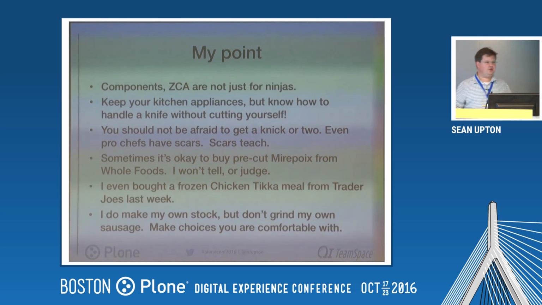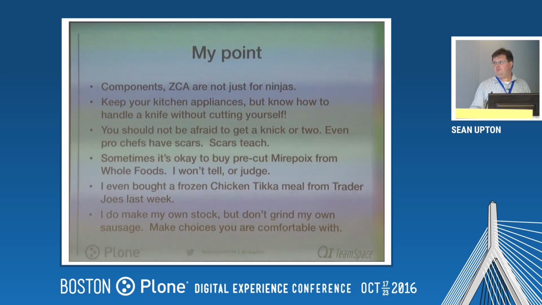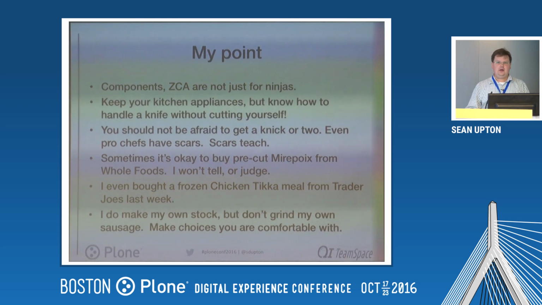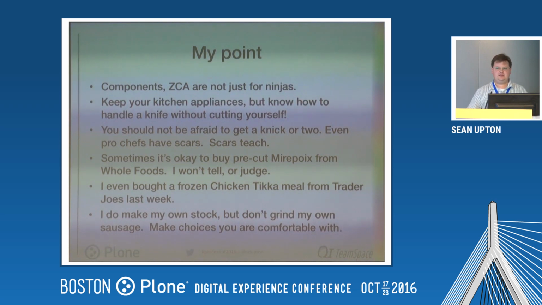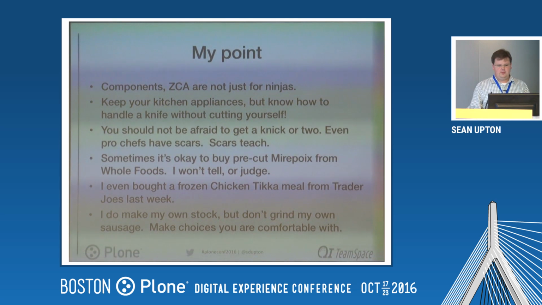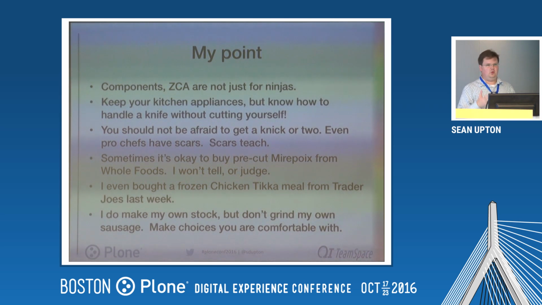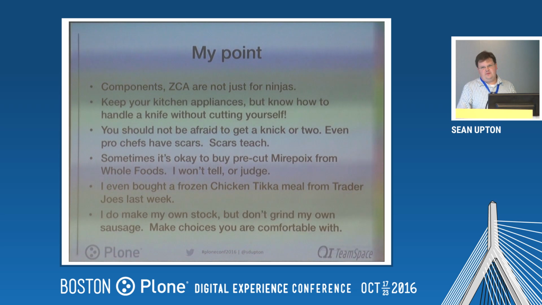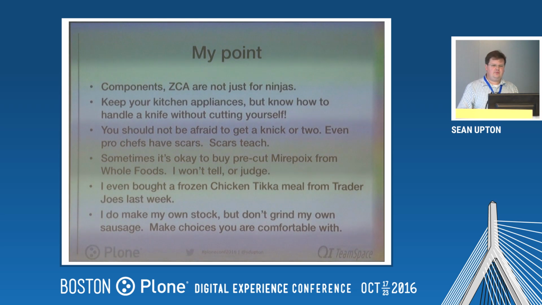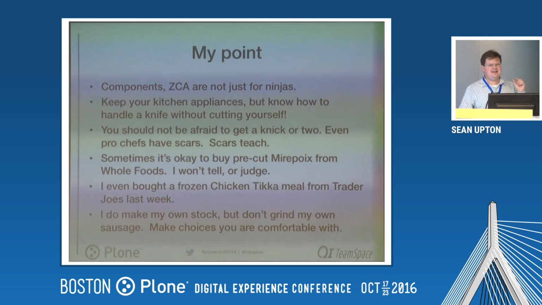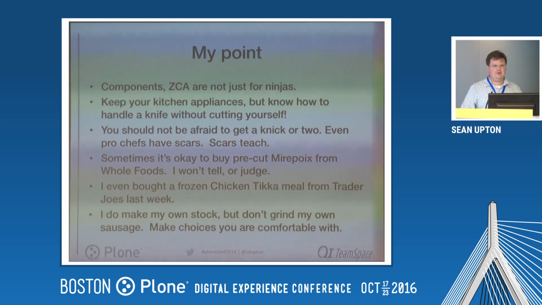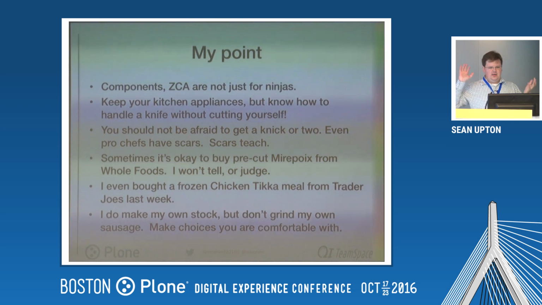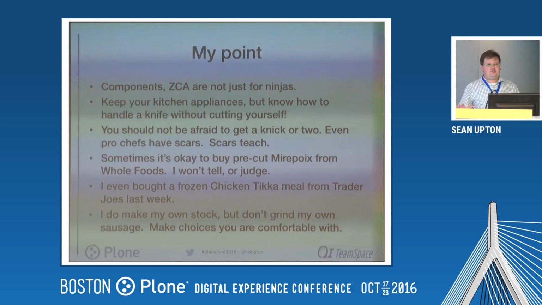So I have a pressure cooker. I make my own stock, but I don't grind my own sausage because my reasoning is actually quite simple. It's easier to clean up. So make choices that you're comfortable with when you're writing software, and your choices may evolve over time, but get comfortable with the Zope component architecture because it's only a handful of libraries. It's only a handful of idioms, and it's really not that complicated once you get the hang of things.